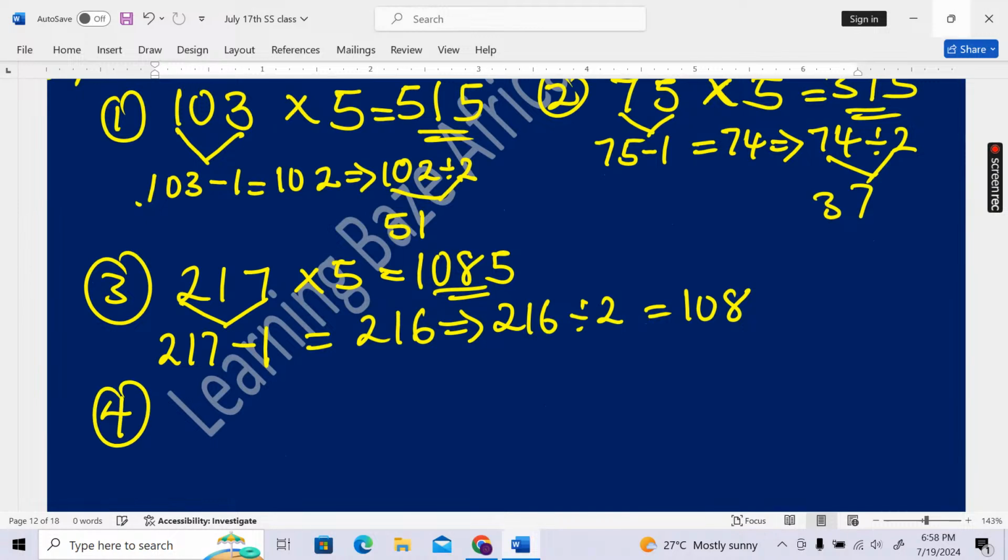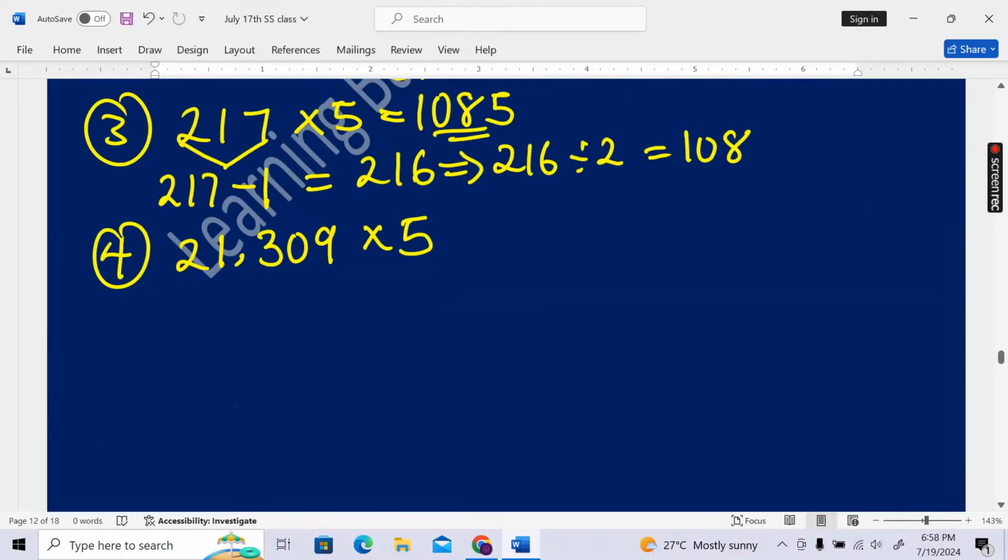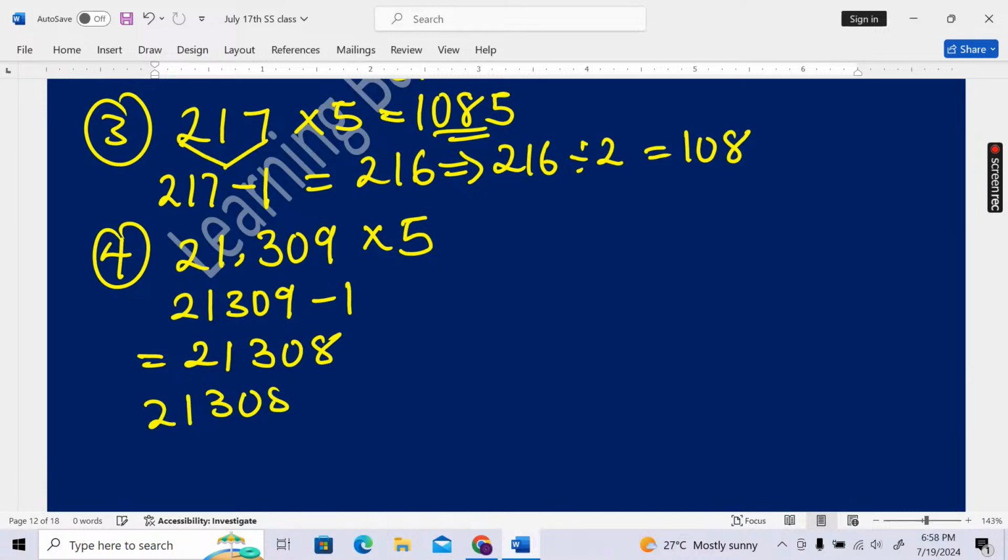This is another example. Let's use a large number. What is 21,309 times 5? The first thing you need to do is to subtract 1. So that will be 21,309 minus 1. That will give us 21,308. Now divide 21,308 by 2. So when you divide this by 2, what will it give us?